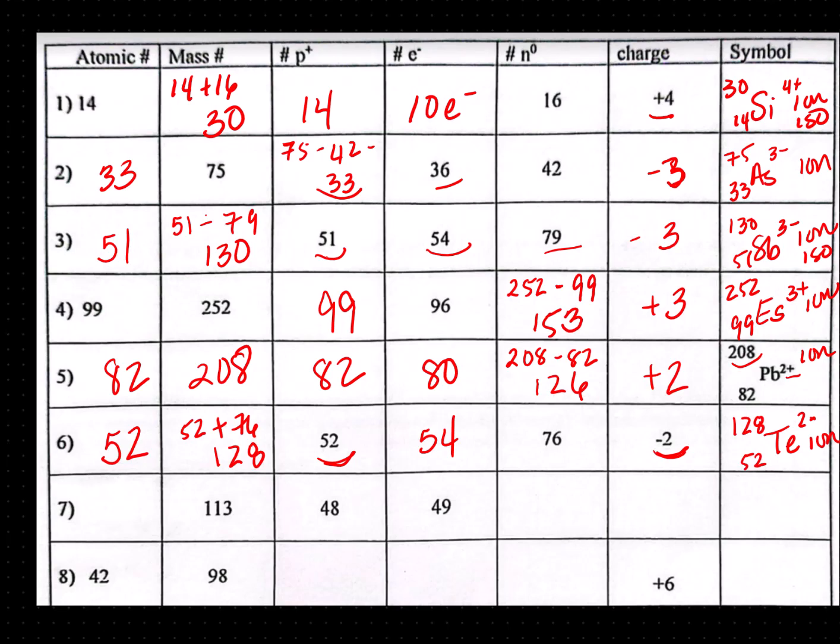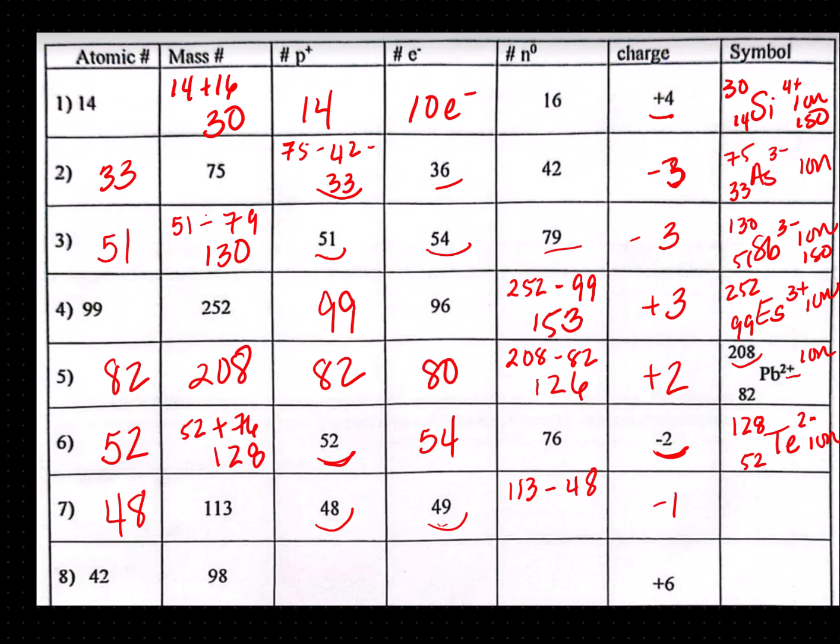Number 7 has 48 protons, so my atomic number is 48. My protons and electrons are not the same by 1, so this is going to be a -1, an anion, because there's 1 more electron than proton. For the number of neutrons, we take the mass number given, not the periodic table, 113 minus 48, and you get 65. This element is cadmium, Cd, charge of -1.